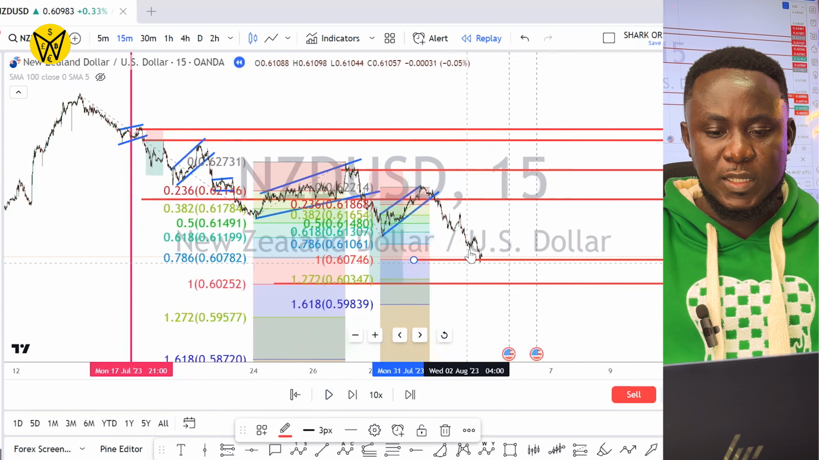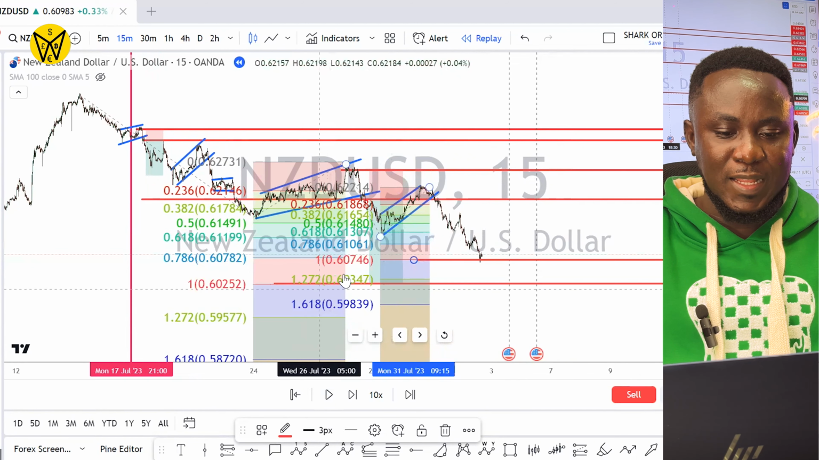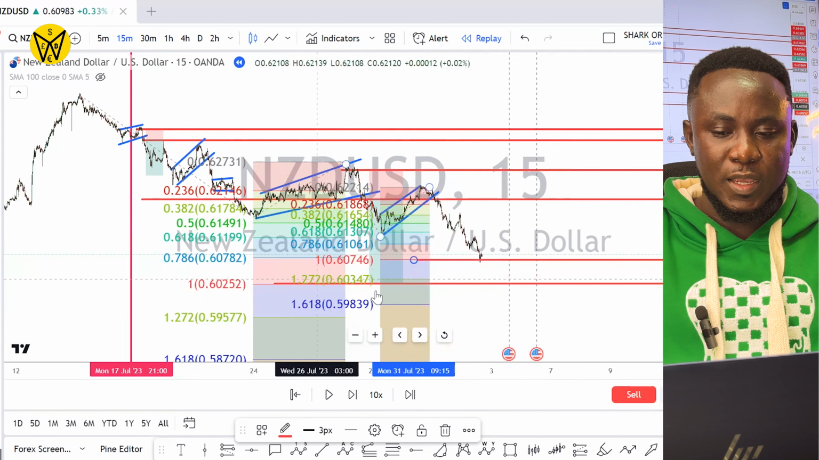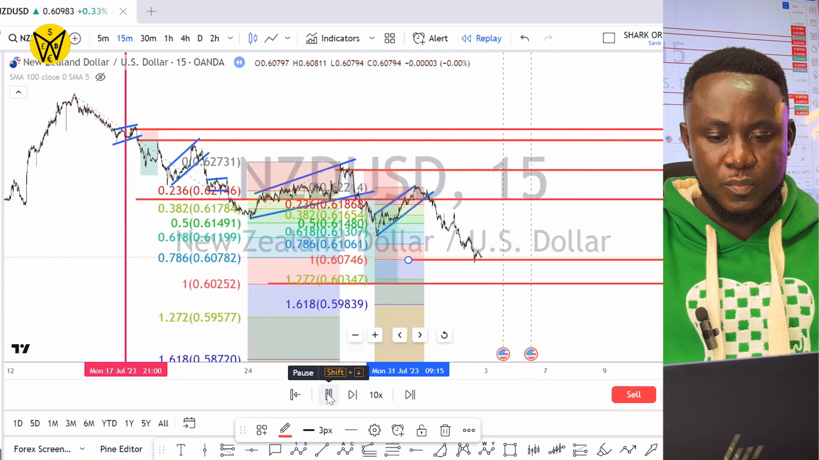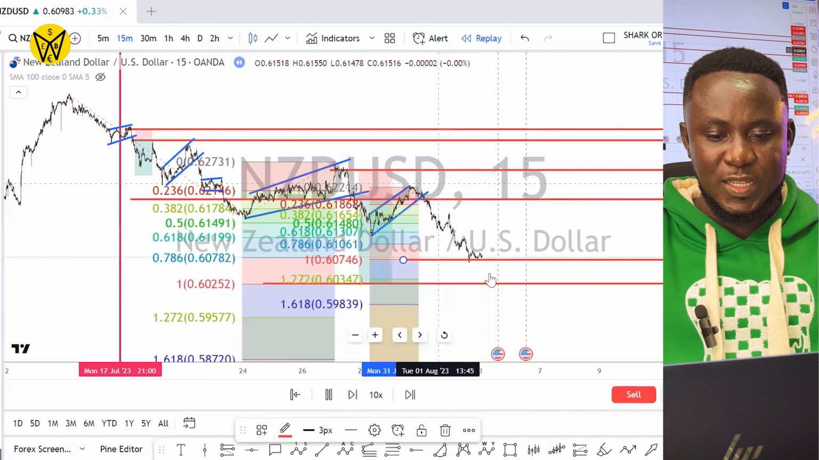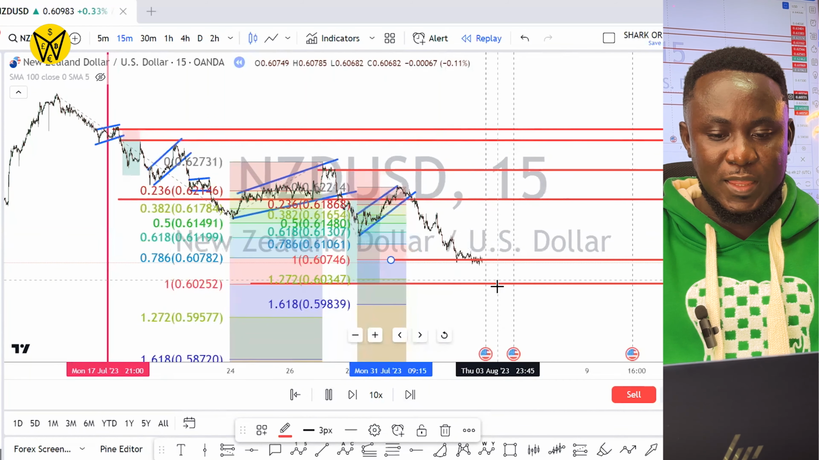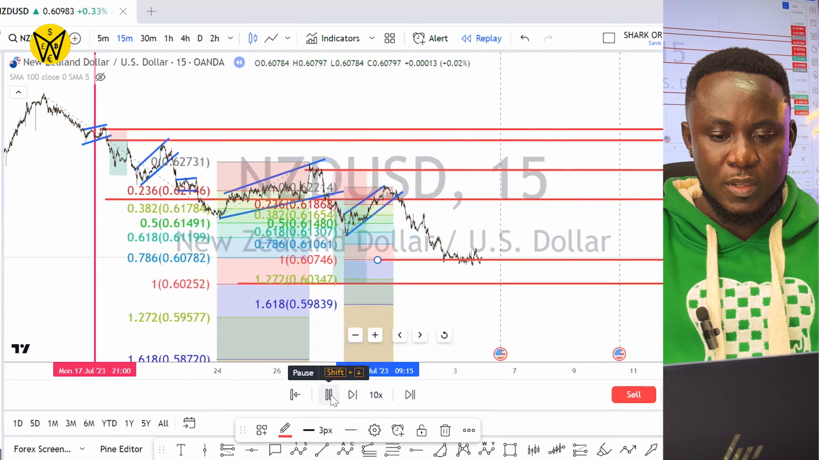You can see that this level is hit, our take profit is hit, so we are targeting the next take profit over here, which is the 0.60282. So let's go. Once it breaks this, we are exiting our trade. It will not always hit the take profit like that, but once it breaks, we are exiting our trade.